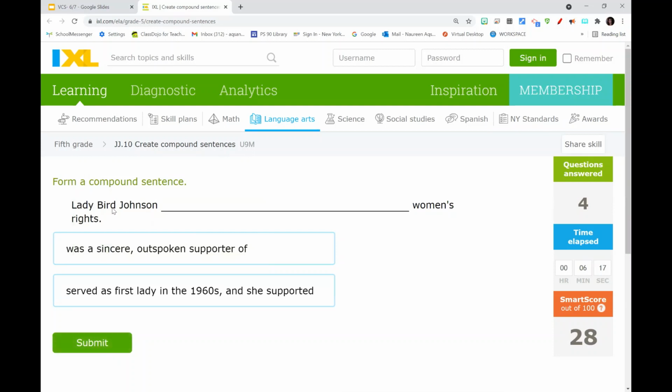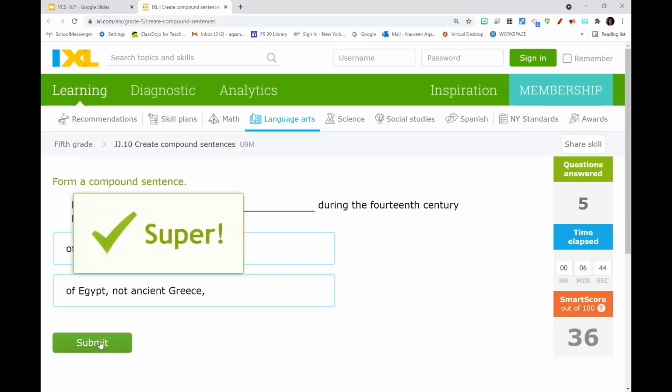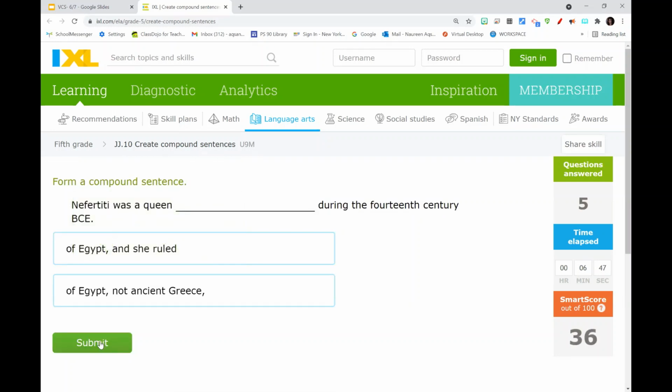Let's try one more. Lady Bird Johnson, blank, women's rights. So Lady Bird Johnson was sincere, comma, outspoken supporter of women's rights, or Lady Bird Johnson served as a first lady in the 1960s and she supported women's rights. What makes more sense? Go ahead and lock in your answers. If you chose the second one, boys and girls, you got the correct answer. Awesome work. We'll stop right there, but you can continue more by playing this game online to practice how to make compound sentences.